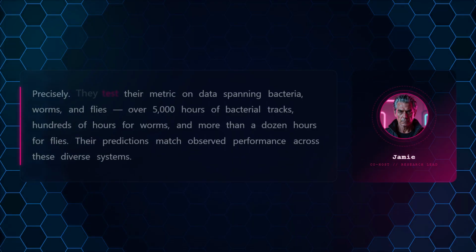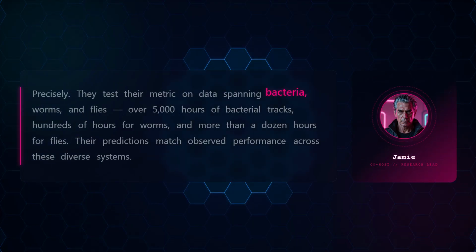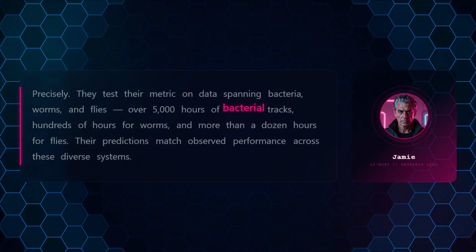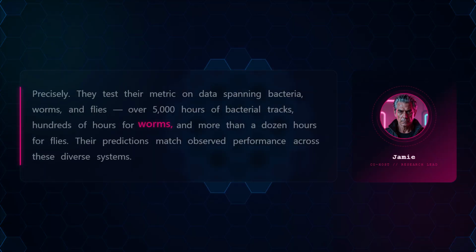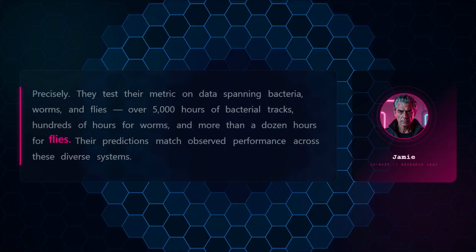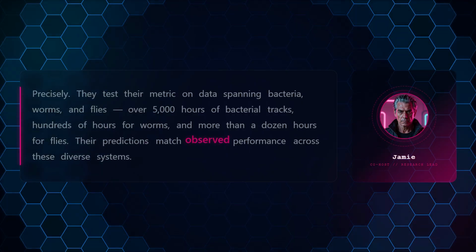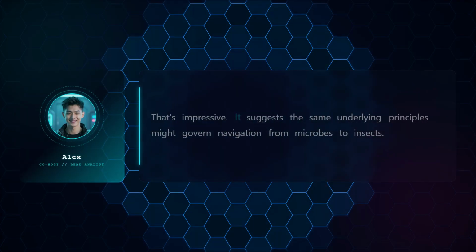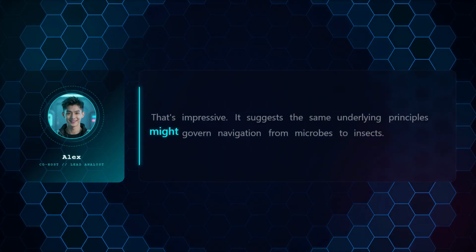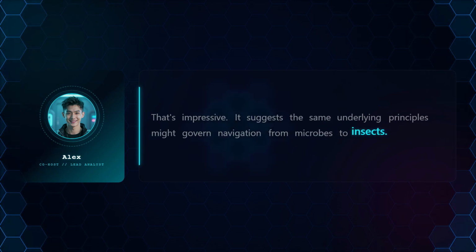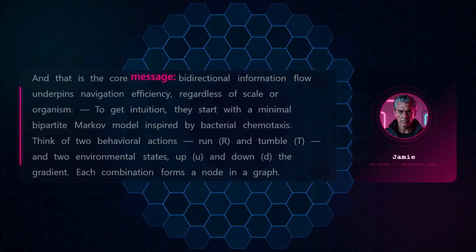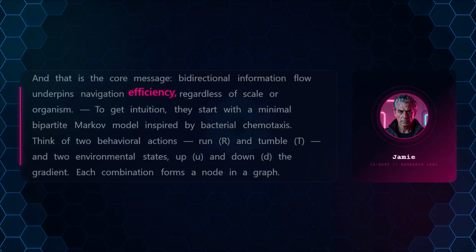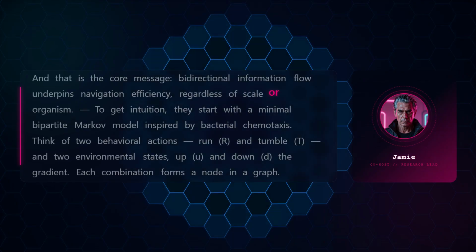Precisely. They test their metric on data spanning bacteria, worms, and flies: over 5,000 hours of bacterial tracks, hundreds of hours for worms, and more than a dozen hours for flies. Their predictions match observed performance across these diverse systems. That's impressive. It suggests the same underlying principles might govern navigation from microbes to insects. And that is the core message. Bidirectional information flow underpins navigation efficiency regardless of scale or organism.